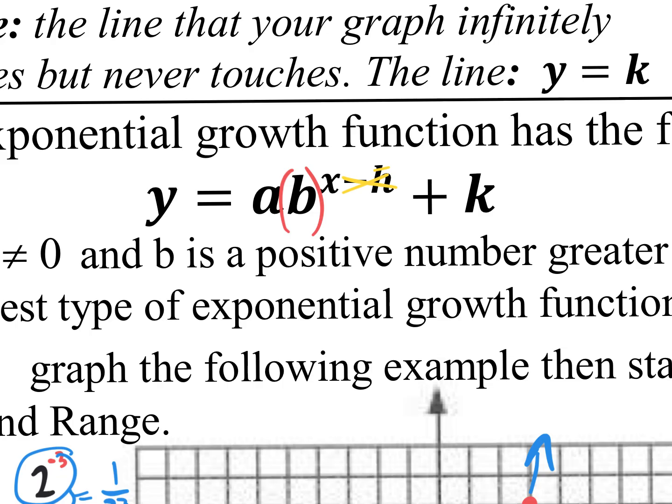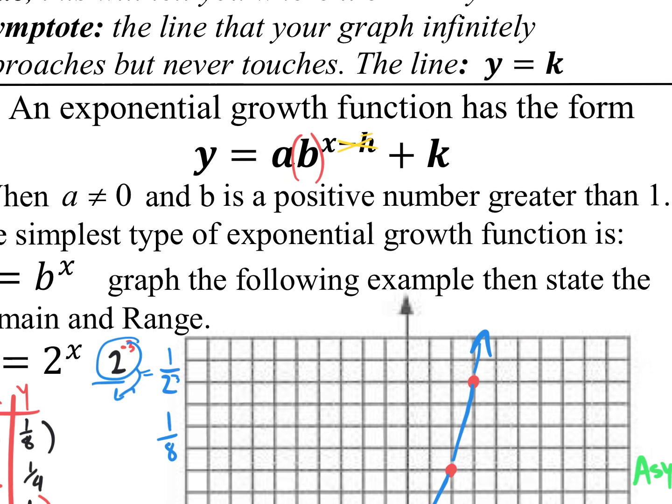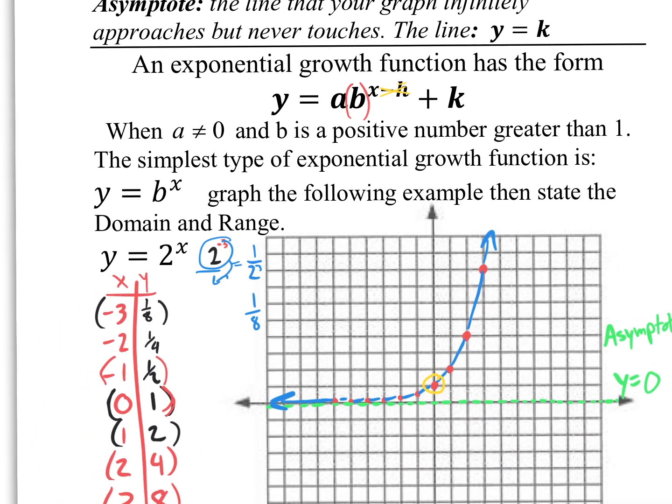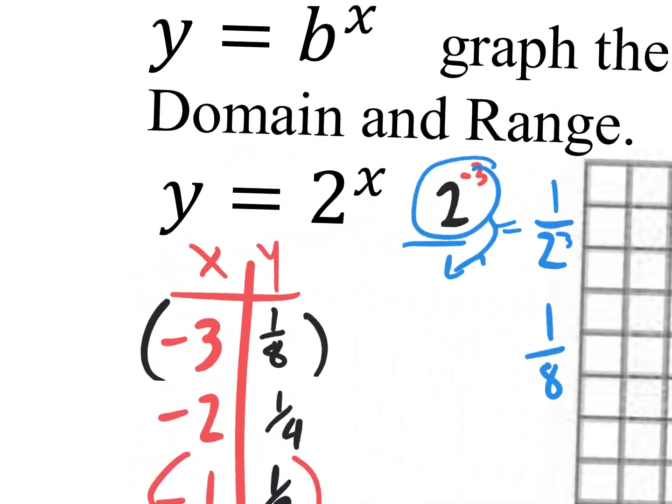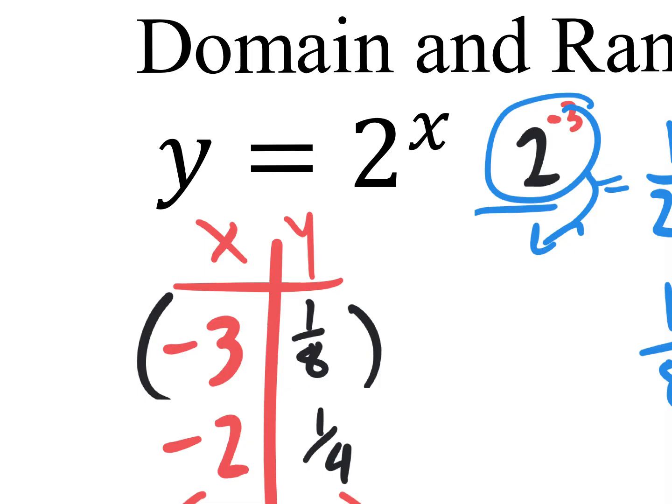The k value is a number that's being added or subtracted at the very end, and that tells you your asymptote. And your asymptote, if you don't remember, is the line that your graph will infinitely approach but never actually touch. So right here on this original parent graph that we did, the asymptote is 0 because it doesn't actually have a number that's being added or subtracted at the very end. The k value is 0.